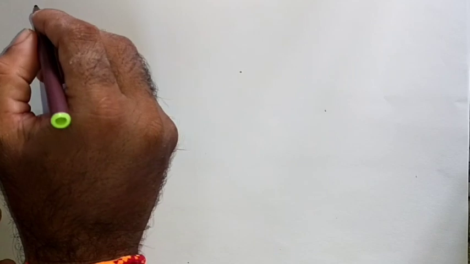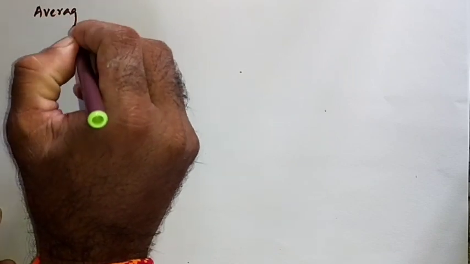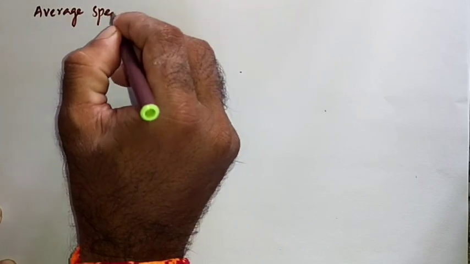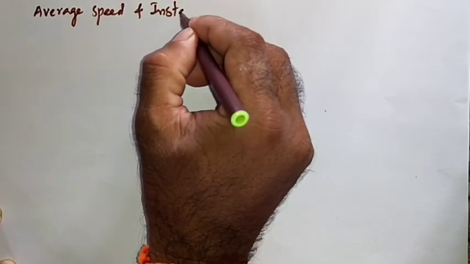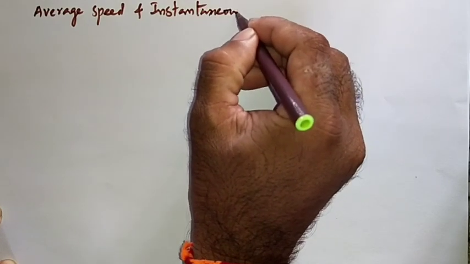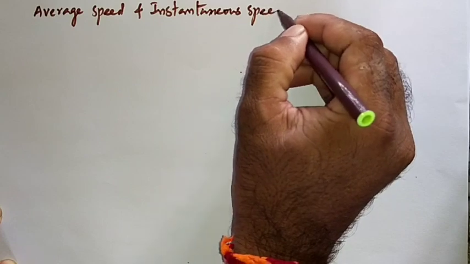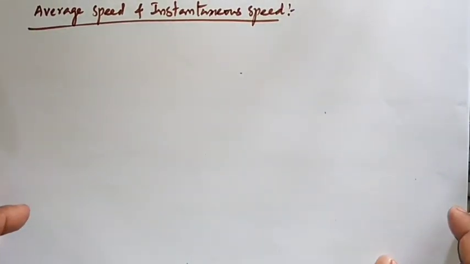Now let us see another one, that is average speed and instantaneous speed. Instantaneous is a new term. Let me explain very clearly.